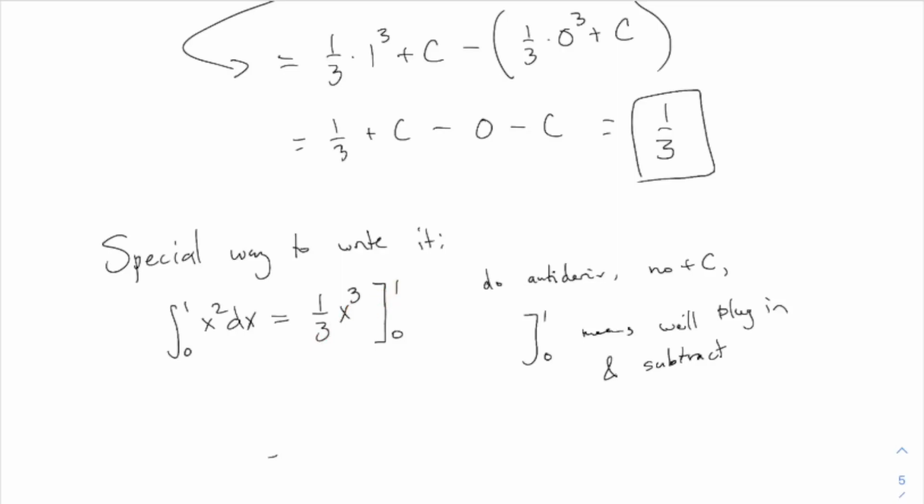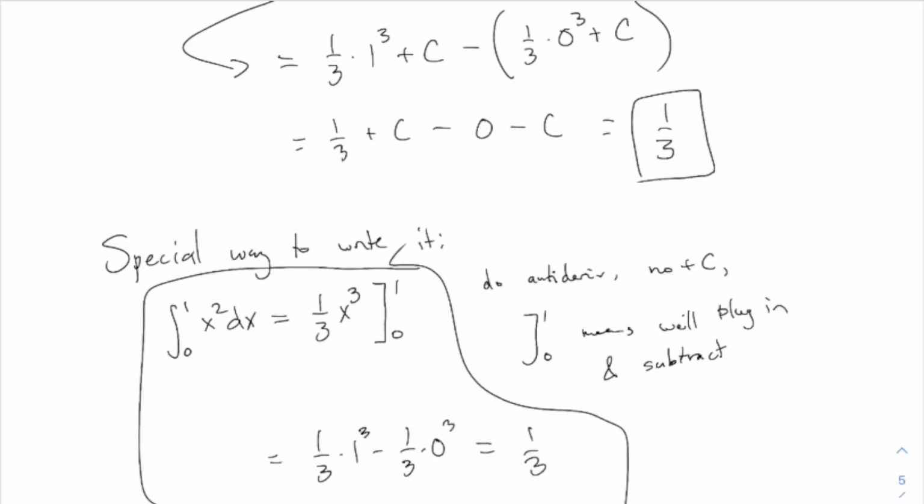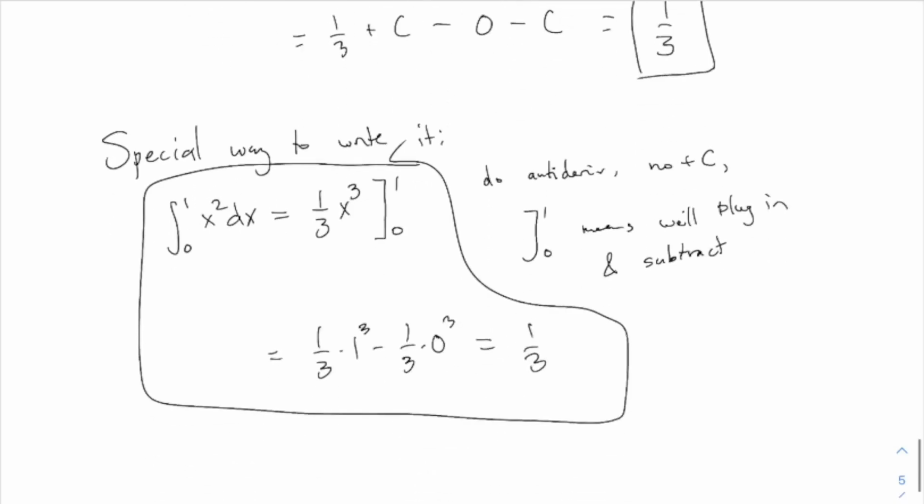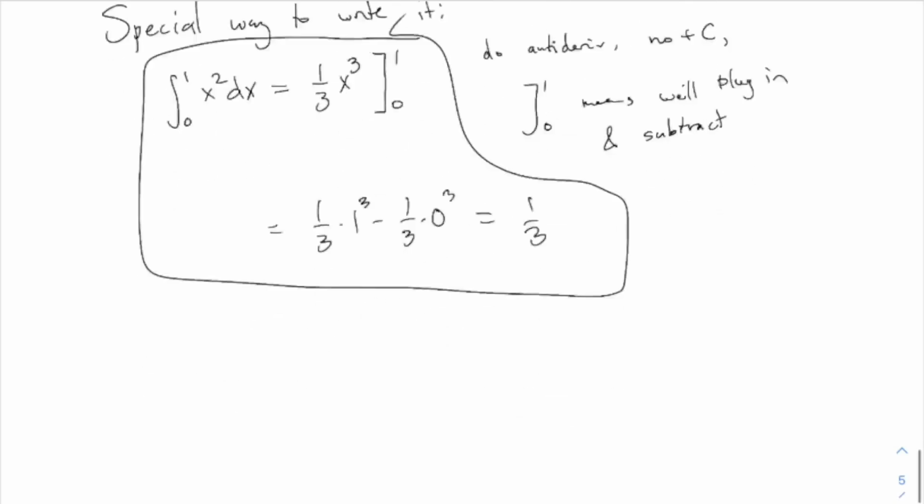So I just continue immediately. 1/3 times 1 cubed minus 1/3 times 0 cubed. And this, of course, is 1/3. That's the same answer. So this is the way that I would write one of those. Very, very simple when you write it using this little bracket there. All right? I'm going to try one more and then see what you guys think.